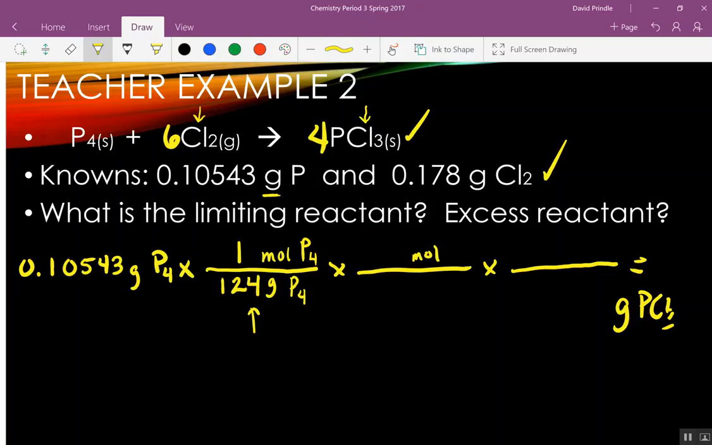We're getting where we're going from where we came from. What's the ratio of PCl3 to P4? 4 to 1. And then we need to get to the final product, the grams of PCl3, phosphorus trichloride, for those of you keeping track at home. What does phosphorus trichloride use? 35.5 for chlorine. So somebody do 35.5 times 3 plus 31. 137.5.